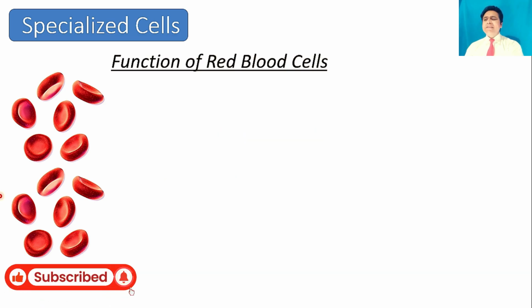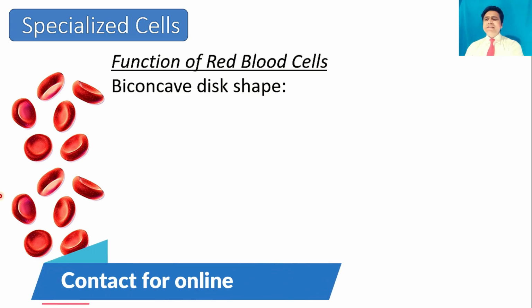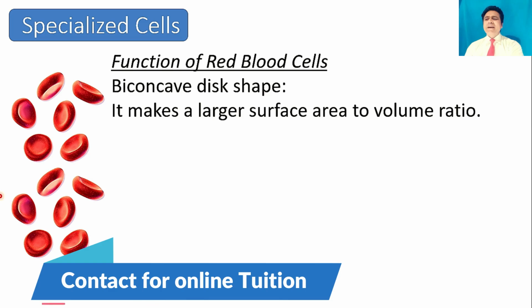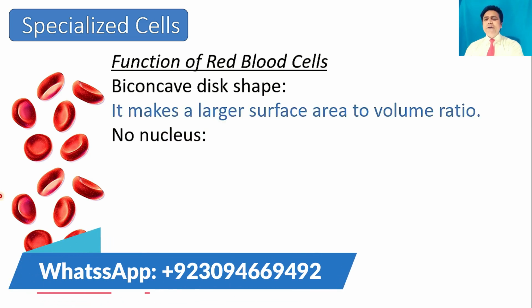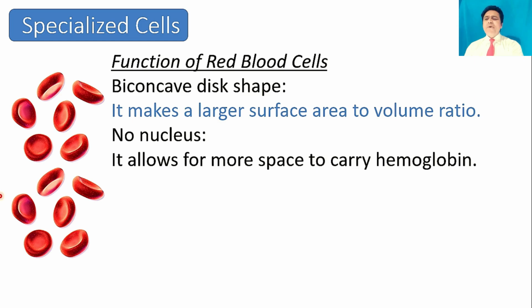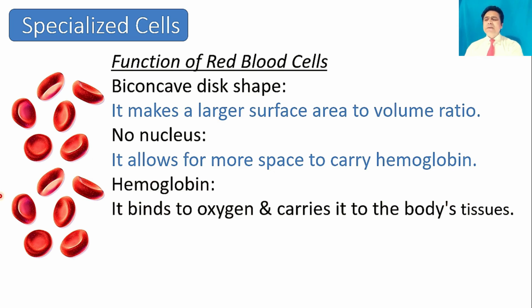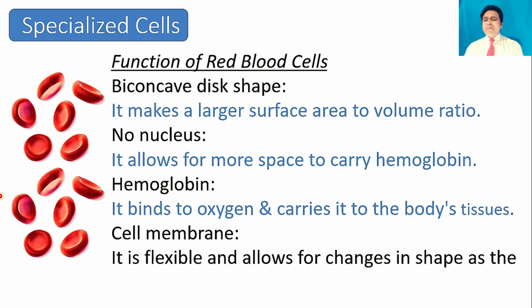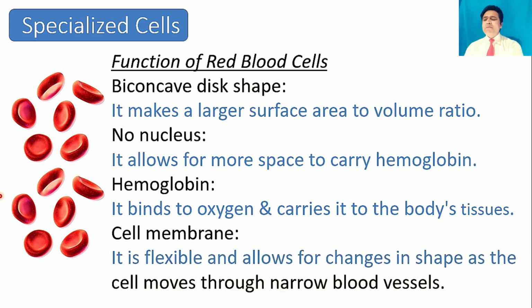Function of red blood cells. Biconcave disc shape: it gives a larger surface area to volume ratio. No nucleus: it allows for more space to carry hemoglobin. Hemoglobin: it binds to oxygen and carries it to the body's tissues. Cell membrane: it is flexible and allows for changes in shape as the cell moves through narrow blood vessels.